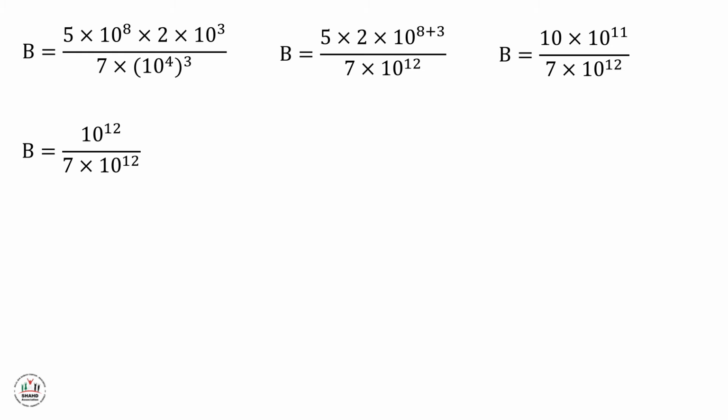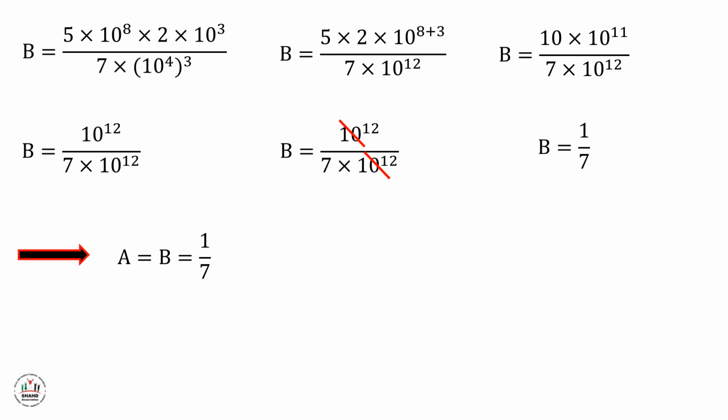So B is equal to 10 to the power 12 over 7 times 10 to the power 12. 10 to the power 12 goes with 10 to the power 12, and B is equal to 1 over 7. So we deduce that A is equal to B is equal to 1 over 7.